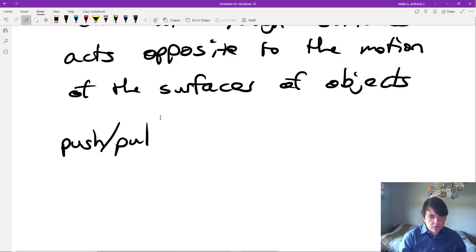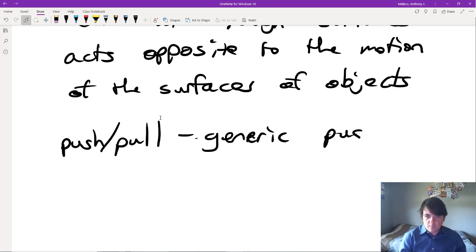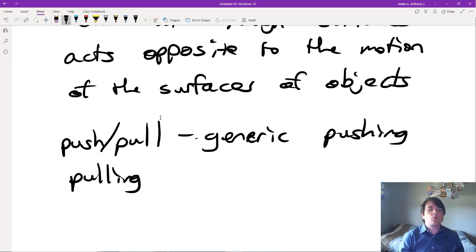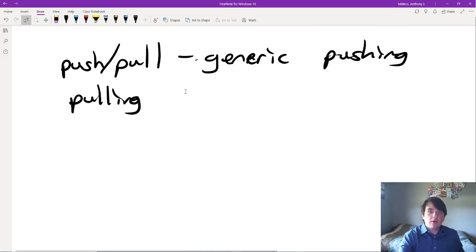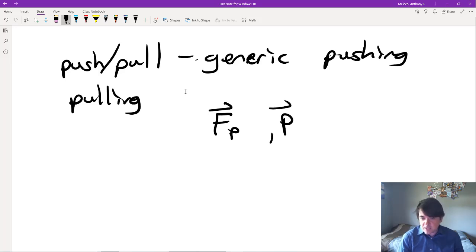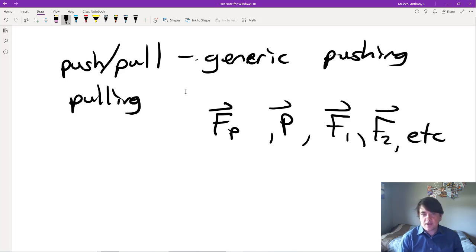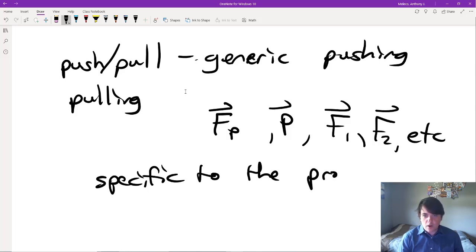You have push, pull, so these are like generic pushing or pulling, and they'll be in the problem. It would be like a man is pushing a lawnmower, or some guy is pulling a box. The way you see these abbreviated, it could be FP, it could be P, maybe F1, F2, etc. These are specific to the problem.